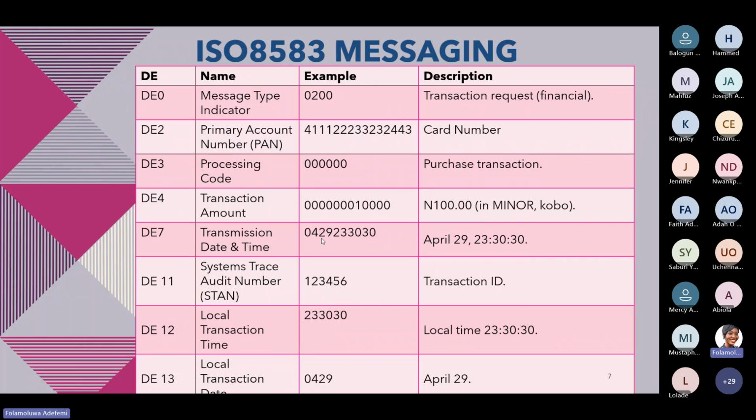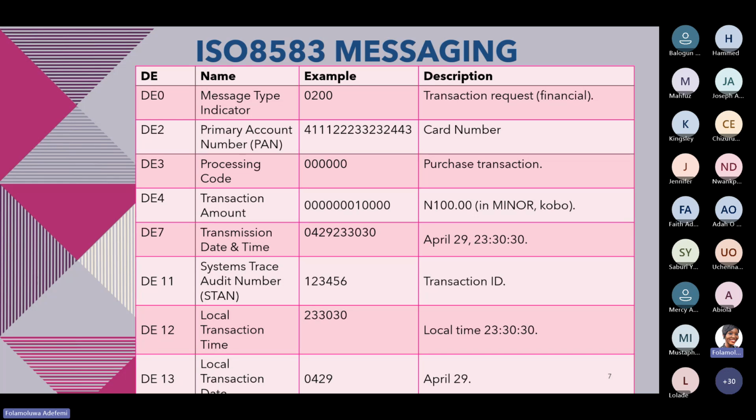You have the transmission date and time in data element 7. So this is April 29th at 11:30 p.m. and the 30th second. So if you look at that code very well, you can see exactly how to break it down. So 04 is April, 29 is the 29th of April, 23 is the hour, 30 is the minute, and 30 is the second. We have in data element 11 the system trace audit number, which is the STAN. The STAN is just like a transaction ID for that transaction.